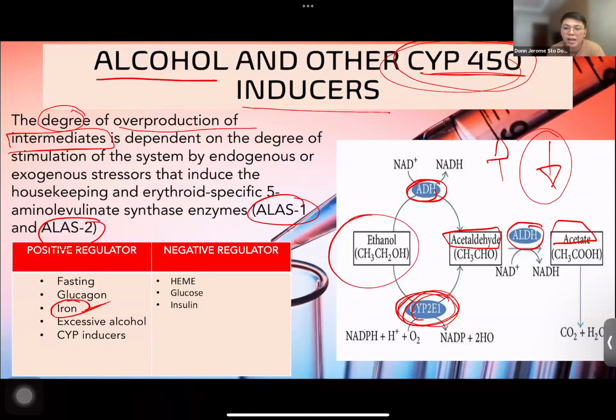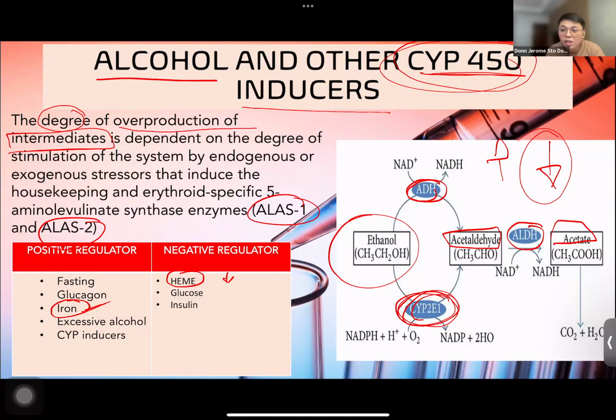Bababa, gamit ka ng gamit. And sabi natin, ano nga ang function ng heme? That is to inhibit ALAS. Ngayon na mababa na ang heme, gina-ba uli si ALAS? Yes po, Doc. In that sense, mape-precipitate ba ang attack ng porphyria when a patient goes on binge drinking?